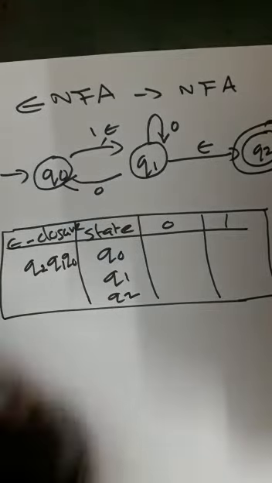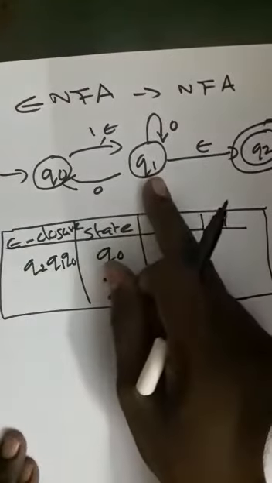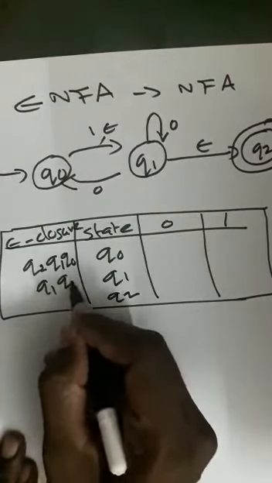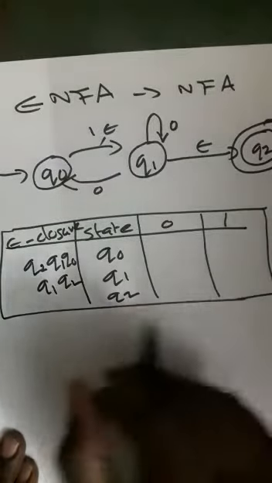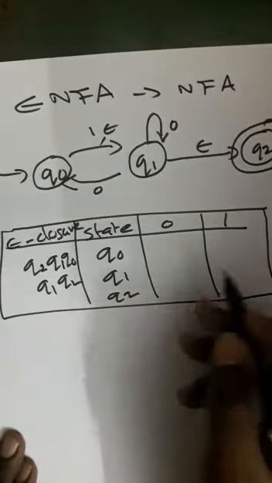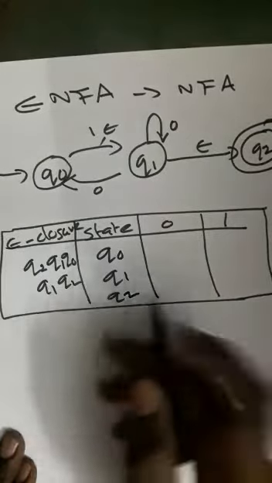Okay. Now what is the epsilon closure of Q1? Q1 epsilon closure with Q2. So Q1, Q2. So this is the way to find epsilon closure. Now we have to identify the transition for the input 0 and 1.